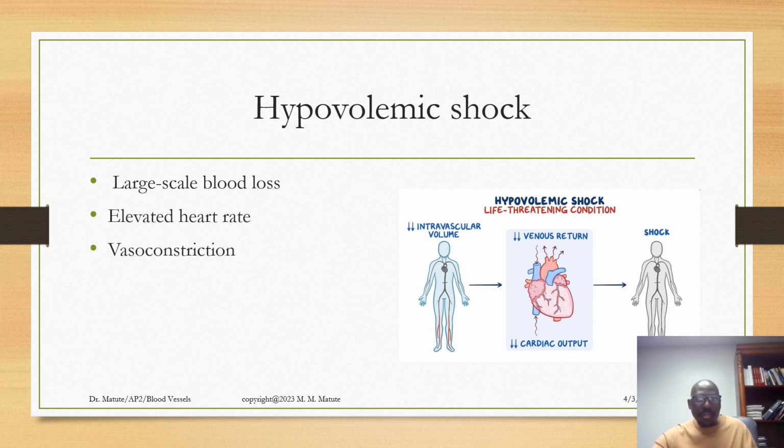And hypovolemic shock: large scale blood loss, elevated heart rate, vasoconstriction. What the heart will normally do is, if you do not have enough blood circulating in your system, your heart can sense that, and it starts pumping harder and faster, harder and faster. Because you do not have enough blood circulating, where your heart starts pumping harder and faster, it increases the blood pressure. And because also you do not have enough blood flowing, your vessels are going to undergo vasoconstriction, so they become smaller than normal.